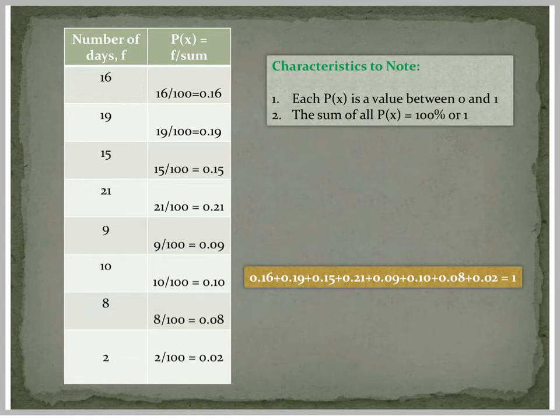You should also double check the sum of all of your values and make sure they total up to 100% or 1, depending on what format you have them in. If you have them in percents, they should equal 100%. If you have them in decimal form, they should equal 1.